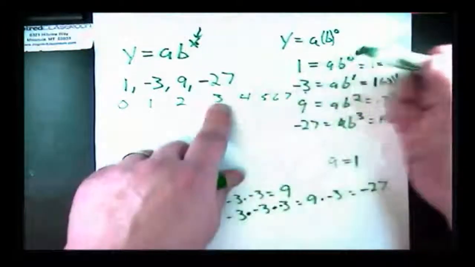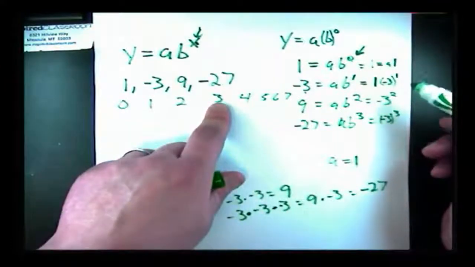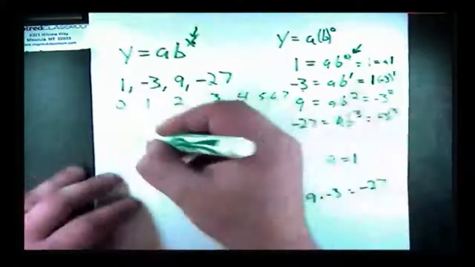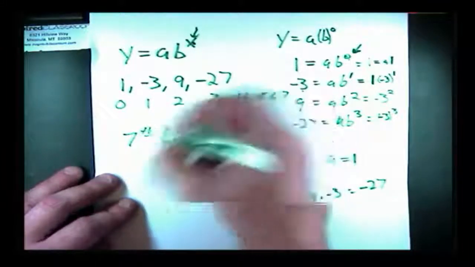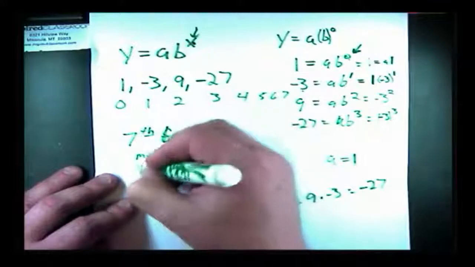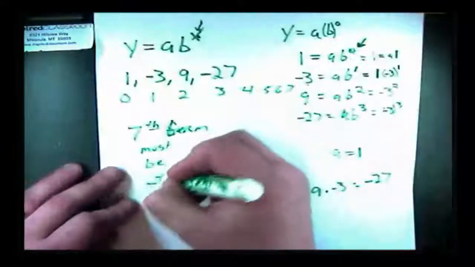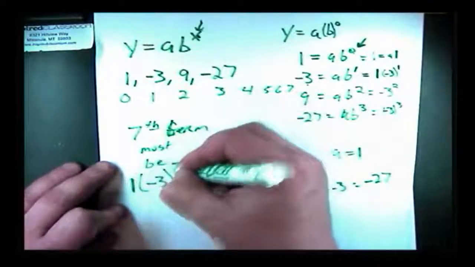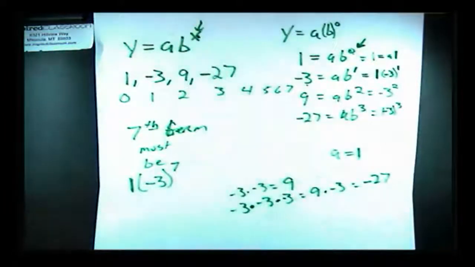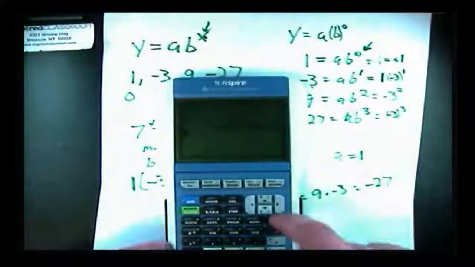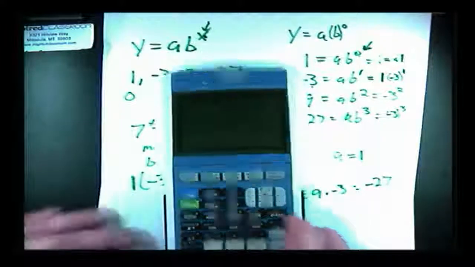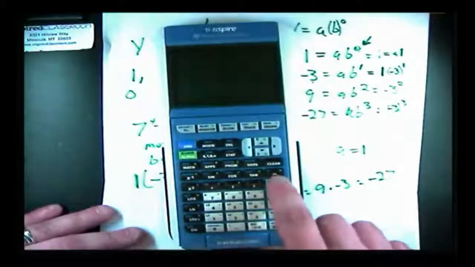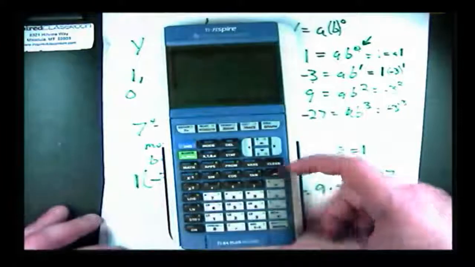I want my 7th term. This was cubed, 4, 5, 6. So my 7th term must be -3 to the 7th. Get my calculator out. Type in -3 to the, there's our to the power button right here. 7th power.